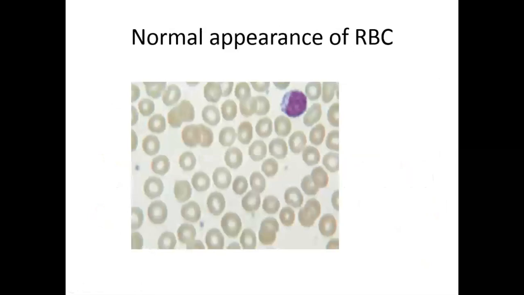This is the normal morphology of red blood cells in the blood film. See, the size of the cells is approximately the size of the nucleus of the lymphocyte, if we compare them for size. The central pallor is approximately one third of the red blood cell. The cells are nearly identical in their size and identical in their shape. This is the normal appearance.